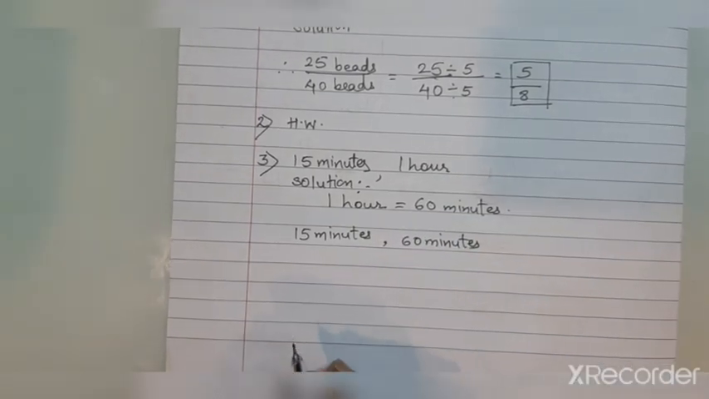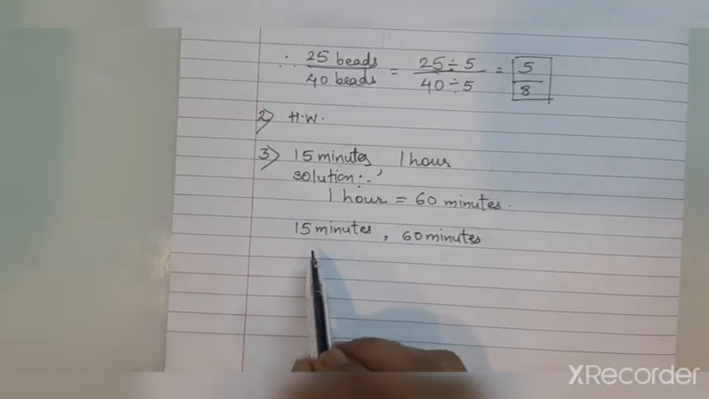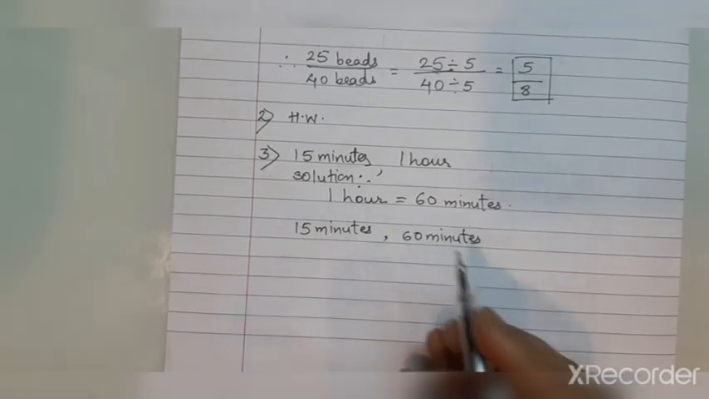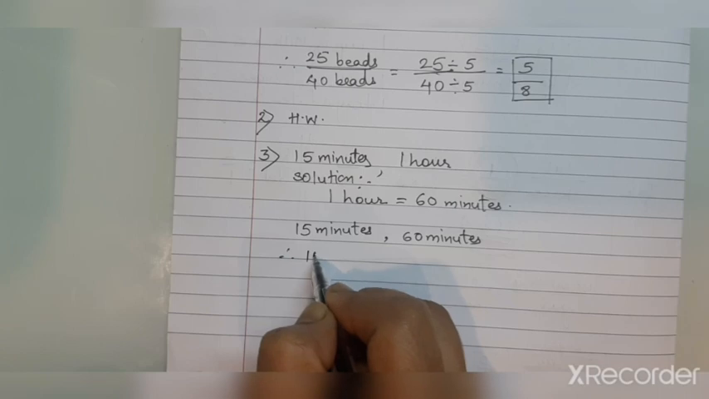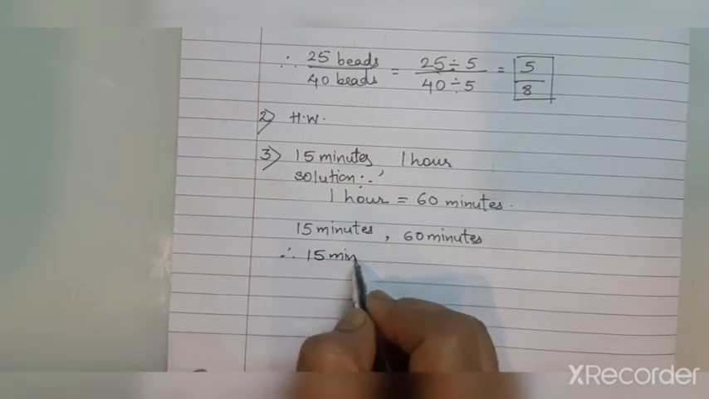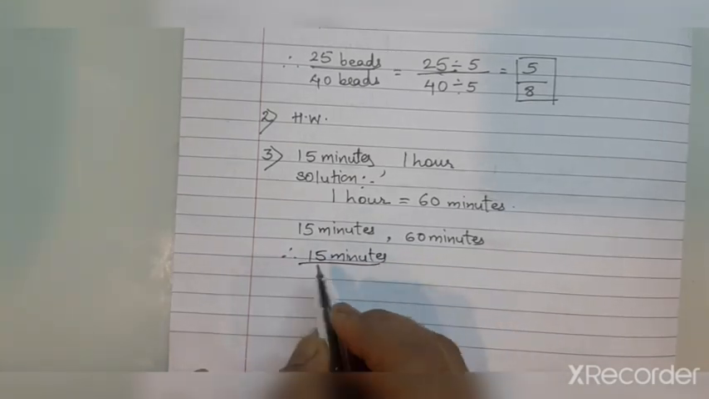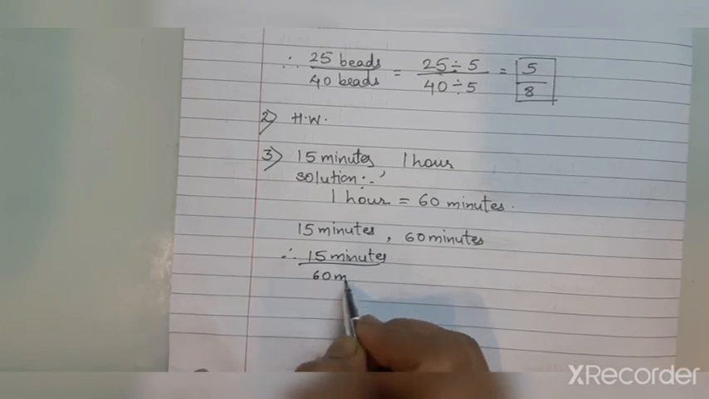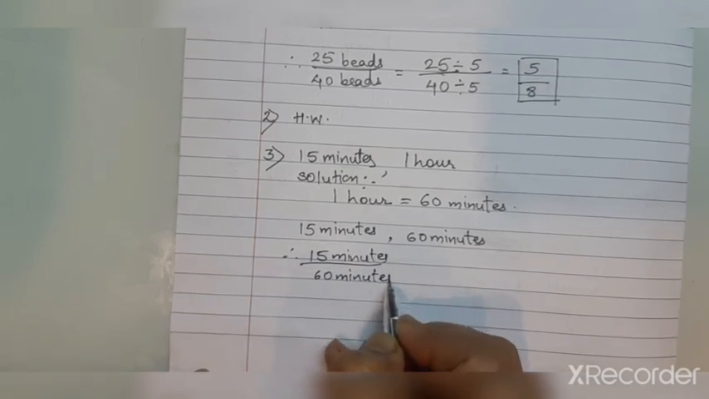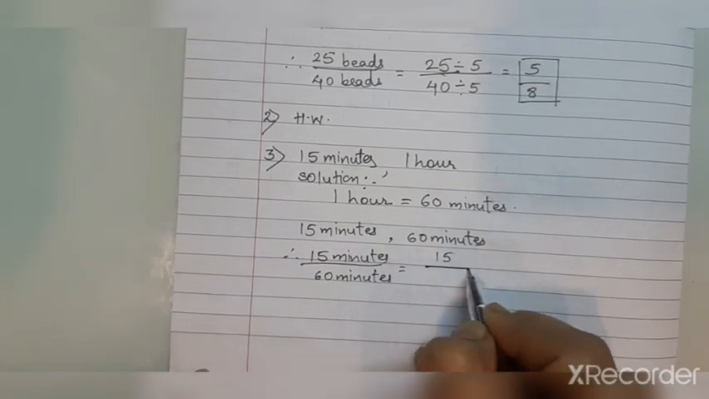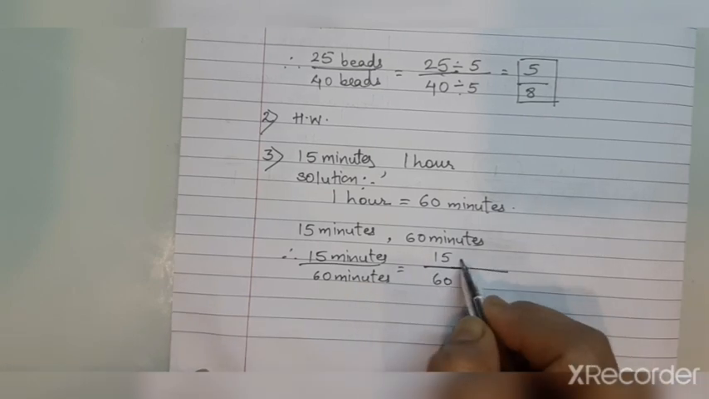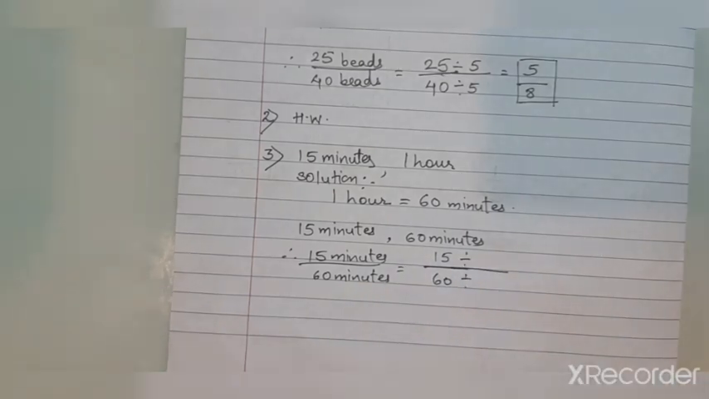Okay. Now we have to find the ratio of 15 minutes and 60 minutes. Here, when we are taking the ratio, just take the numbers. Now we have to divide and bring it to the lowest form, then only we'll get the ratio. Okay, now again, 15 and 60 are the multiples of which number?